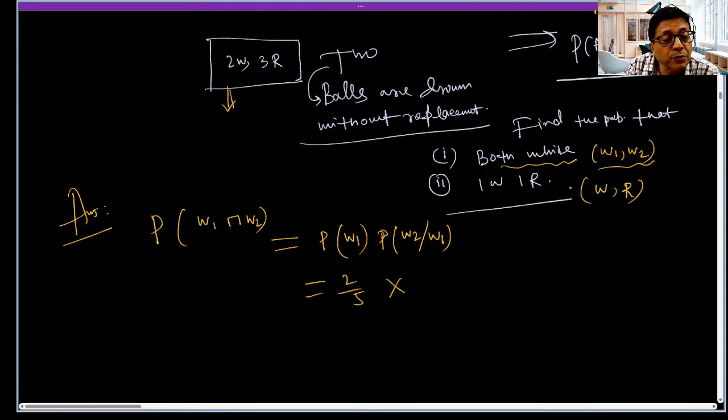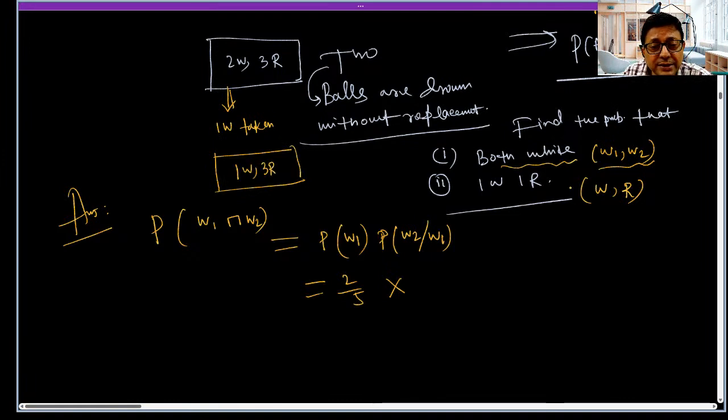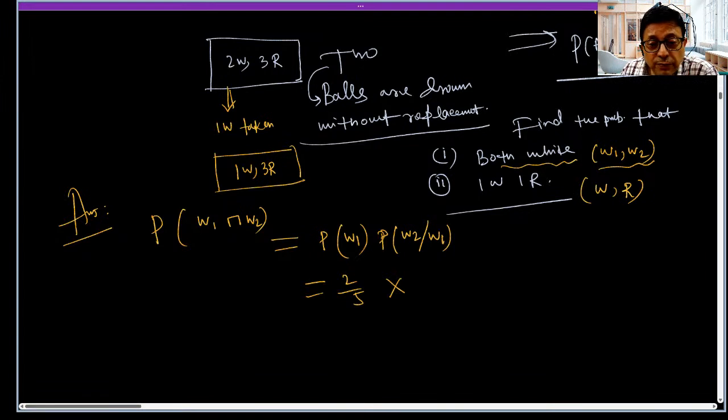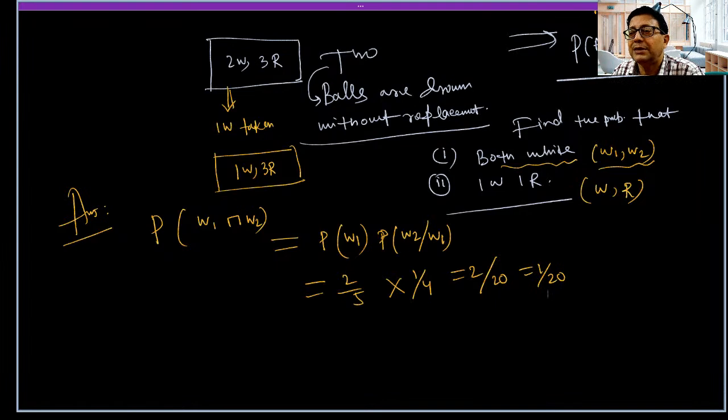So after one white ball taken, what is remaining over there? One white, 3 red. So we are going to find P. Tell how to find it. You are taking the white ball out of 4. So answer is 1 by 4, times 2 by 5, that is 2 by 20. This is 1 by 20. Is that clear?